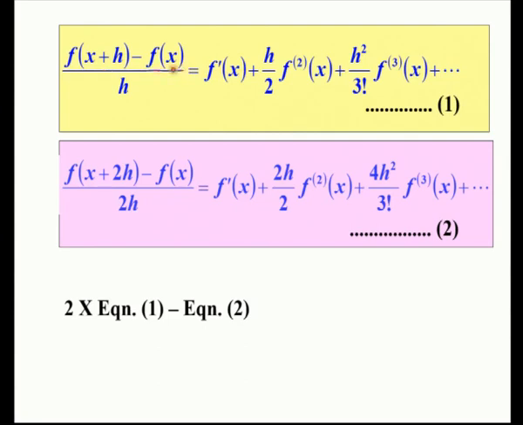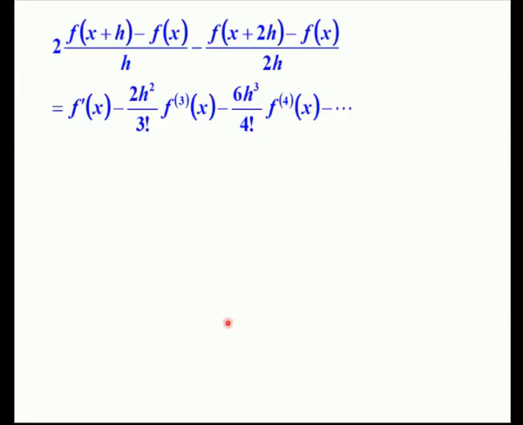Here you have the forward difference with 1 step, here the forward difference with 2 steps, and now multiply the first equation by 2 and from that subtract the second equation, and we obtain this one. Once again, that is equal to the derivative with higher derivative terms, again of order h squared and h cubed.